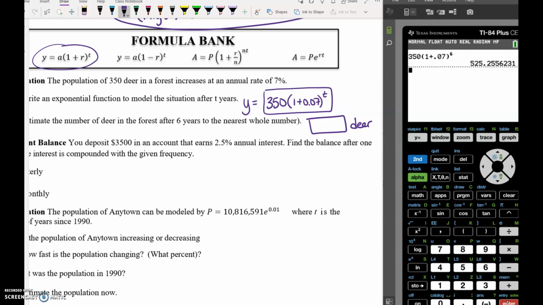525.25, it's rounding to the nearest whole deer, so 525 deer. We can't have 0.25 of a deer. That would be messy.